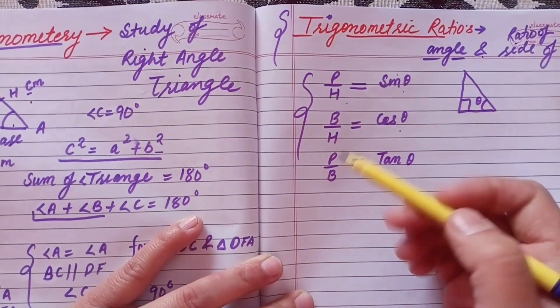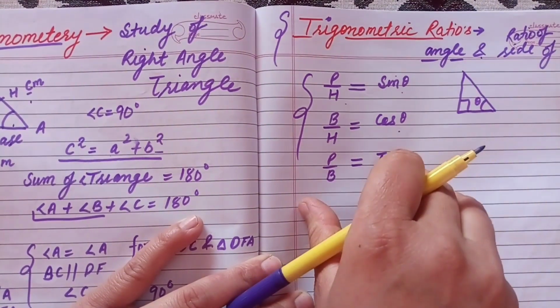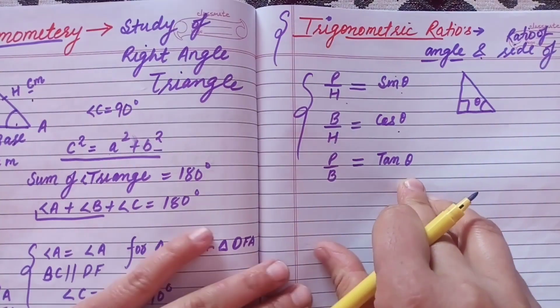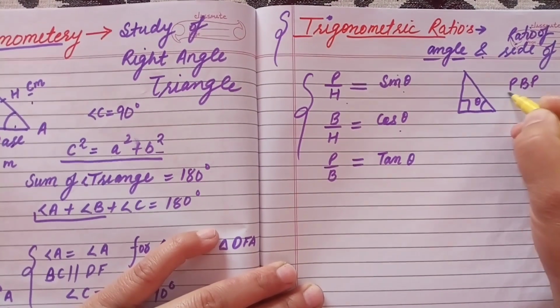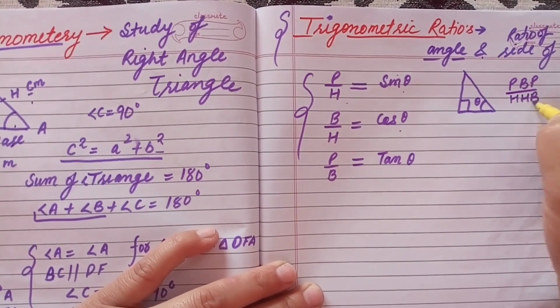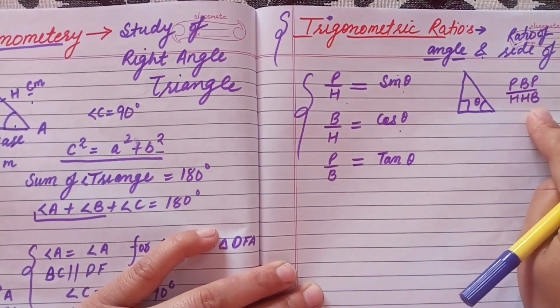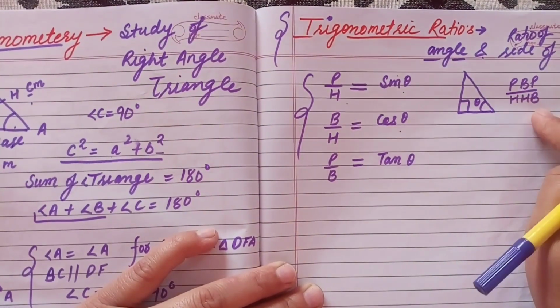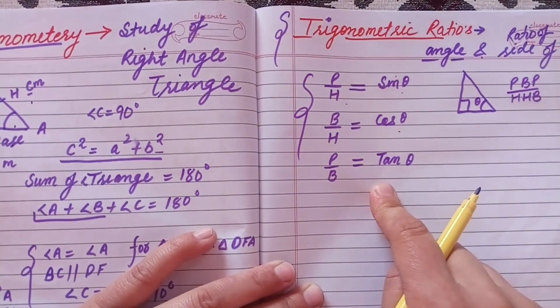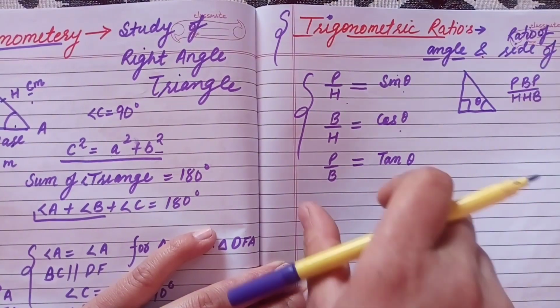You can also learn it by a trick. These are the most important ratios, so you can easily learn them by a trick: Pandit Badri Prasad har bole. That is, P upon H is sin theta, B upon H is cos theta, and P upon B is tangent of theta. These are the most commonly used trigonometric ratios.